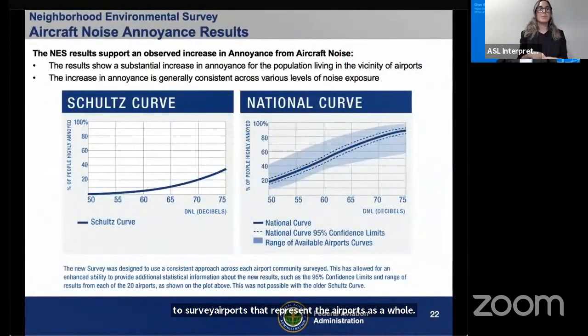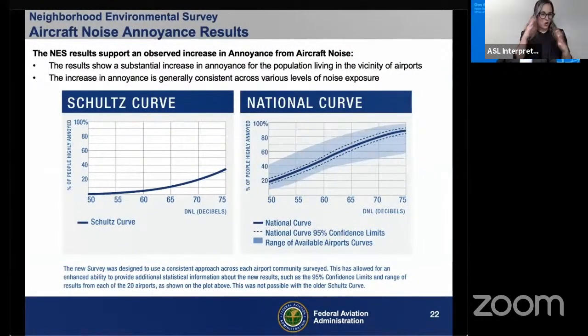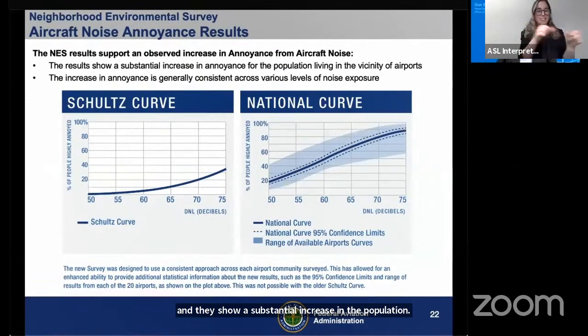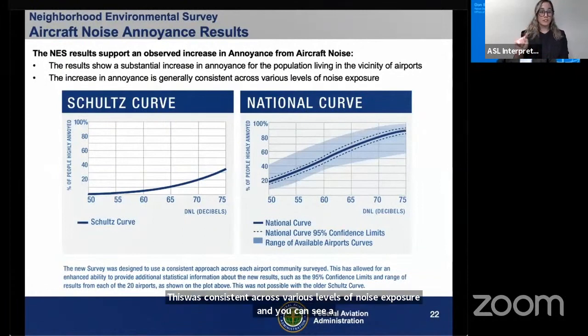The NES results support an observed increase in annoyance from aircraft noise. The results show a substantial increase in annoyance for the population living in the vicinity of airports. The increase in annoyance is generally consistent across various levels of noise exposure. You can see here a comparison between the Schultz curve on the left and the new national curve on the right, which is signified through the bold blue line.